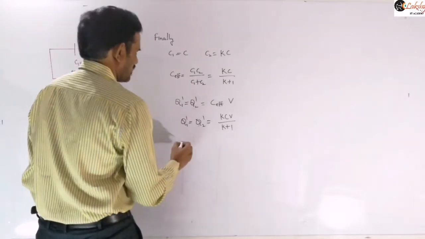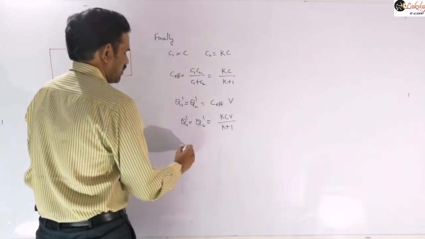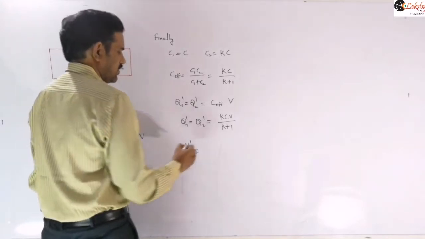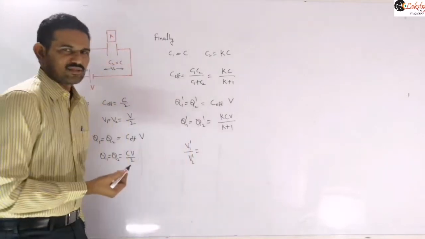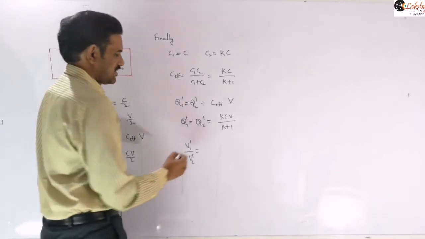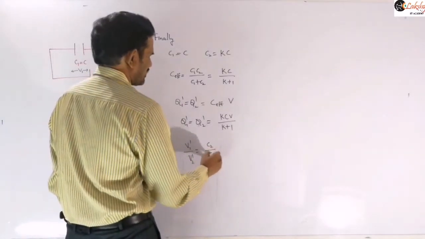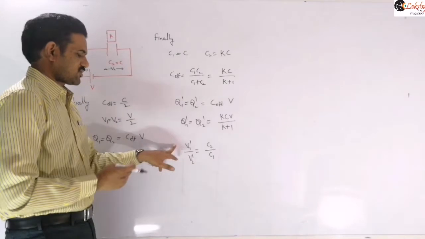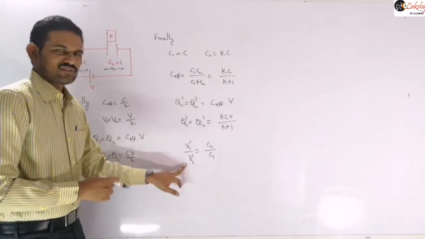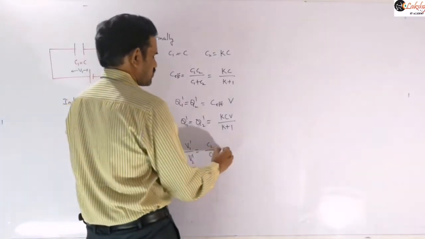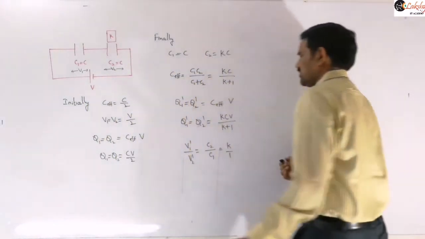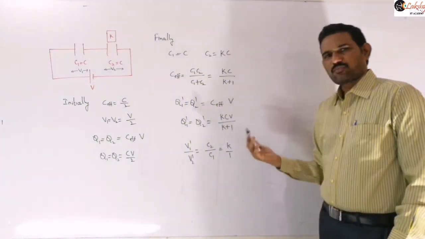So the final potential differences, I can write this as V1 dash by V2 dash is equal to, we can write this as, in series the potential difference ratio will be the inverse ratio of the capacitance. So C2 by C1, because V1 dash you can write as Q by C1 and V2 dash as Q by C2, so we are writing it as C2 by C1, which is nothing but K by 1, right? And actually we calculated the charge and we know the capacitance, so from that also you can calculate.